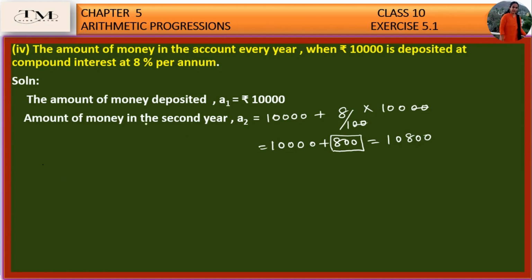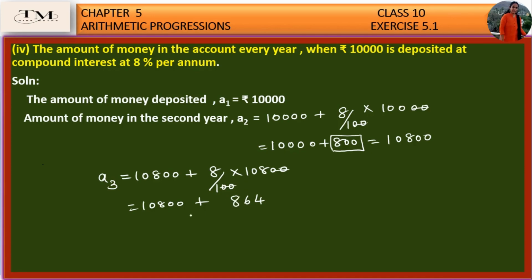So the amount of money in the second year is represented as A2. In the third year, it will be A3. So what is the amount now present? It is 10,800. If we apply interest to this amount, 8 by 100 into 10,800. So zeros are cancelled. So we have to add this. 8 eights are 64, I am writing 6 here because 0 is there. So 8 into 0, 0, 0 plus 6, 6. 8 into 8, 8 into 1, it is 8. But we are adding here 864.